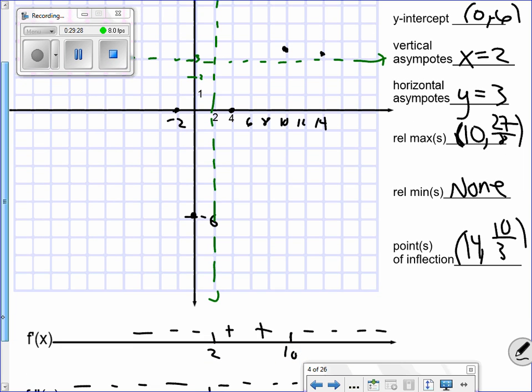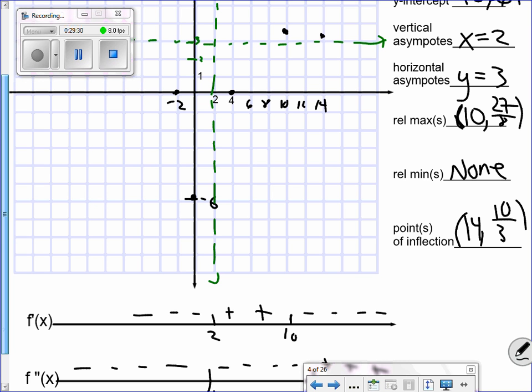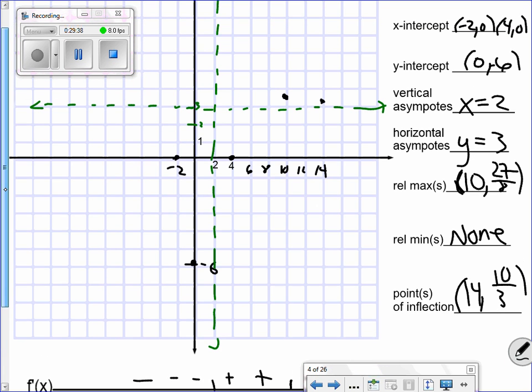So all the way up to 2, I know I have to draw a curve where the first and second derivative are both negative. So it's decreasing and concave down. We're going to go through the points we've got. I missed my y-intercept, but I'll just make the point bigger.